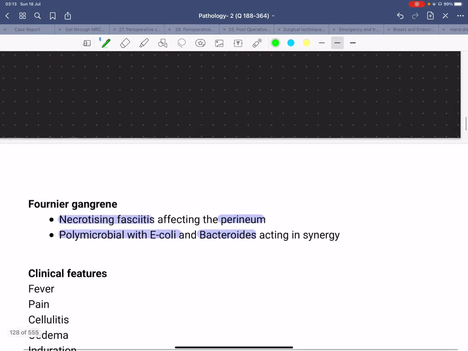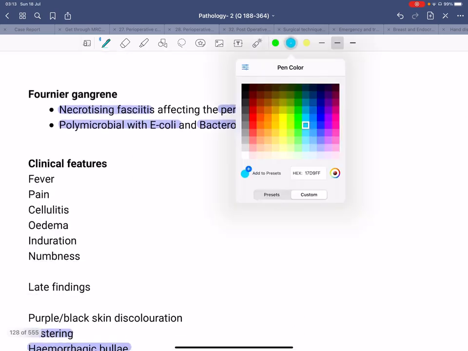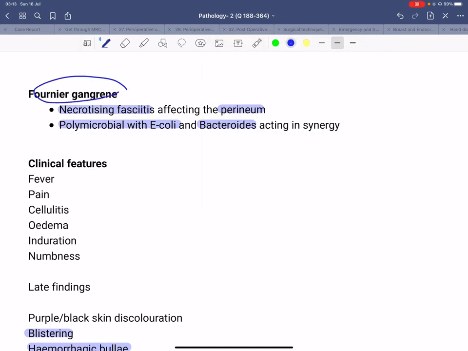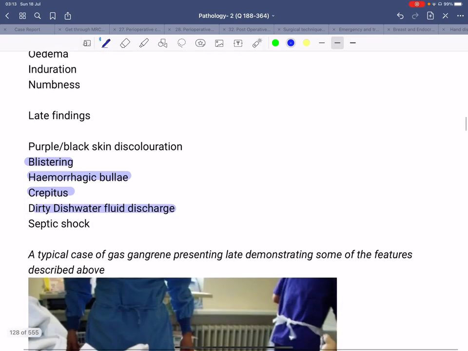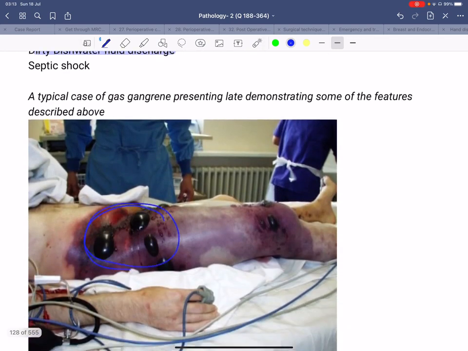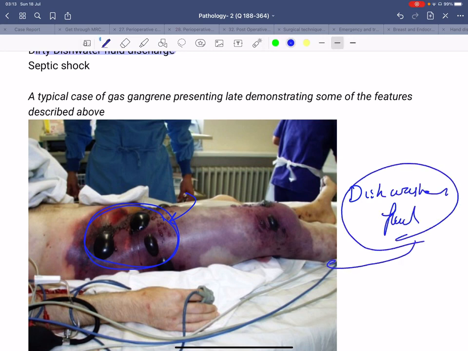There's also something we call Fournier gangrene, necrotizing fasciitis, but it's more in the perineum, and polymicrobial, but mostly E. coli and Bacteroides are involved. Fever and pain, cellulitis, edema, induration, and numbness. This is the presentation that we just mentioned. You look here, bullae, and also we call it the dishwater fluid. The dishwater fluid is coming up from this area.